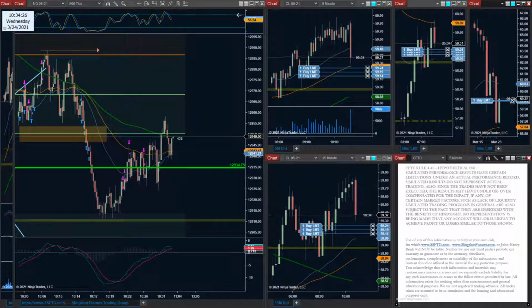Very nice bull bar again. Buyers will be looking for a continuation move back to the upside. Might be able to get a lower fill down here too. Ooh, big bear bar back down again.